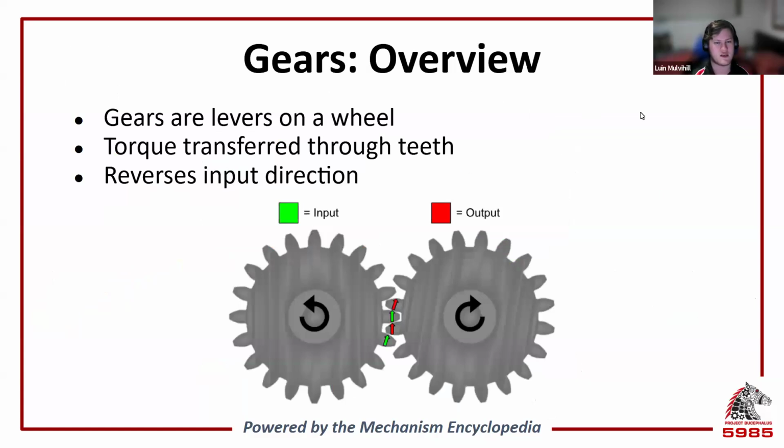So these levers or teeth interact with each other and transfer torque between themselves. The teeth from the driving gear will push on the teeth from the driven gear and make it move. This reverses the direction of the input and produces mechanical advantage if the gears are different sizes. We'll go more into depth about that a little bit later.